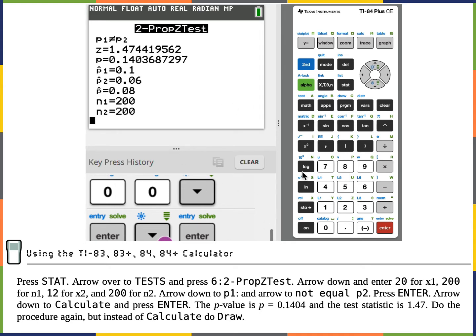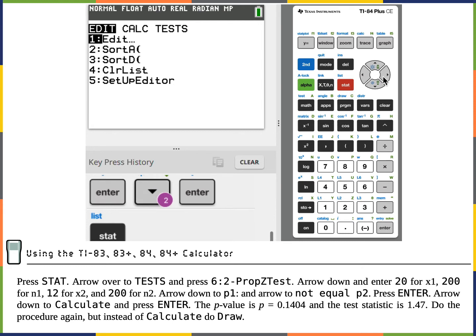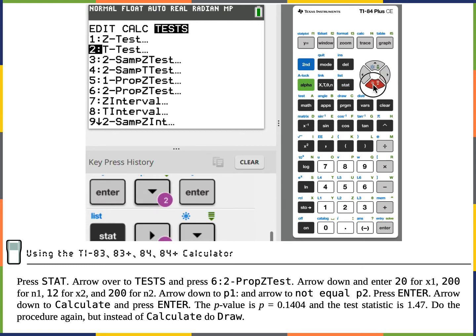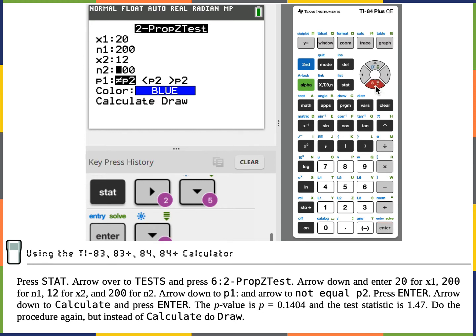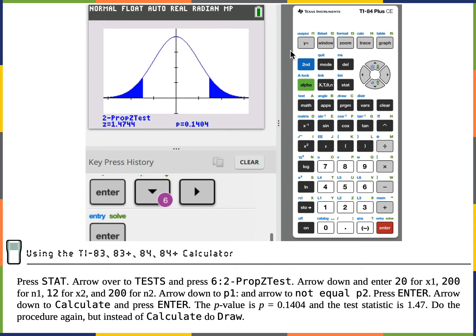Our p-value is 0.14, and our test statistic is 1.47. If we wanted to draw this, we would go back to stat, test, 2-PropZTest, and then go all the way down and hit draw. And there it is, it's a two-tailed test.